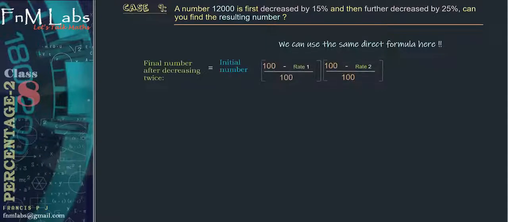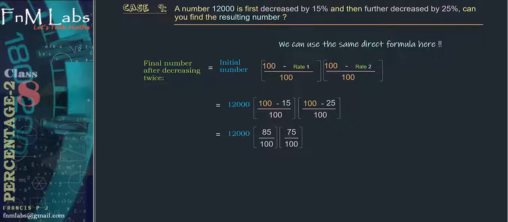initial number times (100 minus rate 1)/100 times (100 minus rate 2)/100. Rate 1 and rate 2 being the first and second decrease percentages. So the value becomes 12,000 times (100 minus 15)/100 times (100 minus 25)/100. That is equal to 12,000 times 85/100 into 75/100. That is equal to 12 into 85 into 75 by 10, which is equal to 7,650, which is the answer.